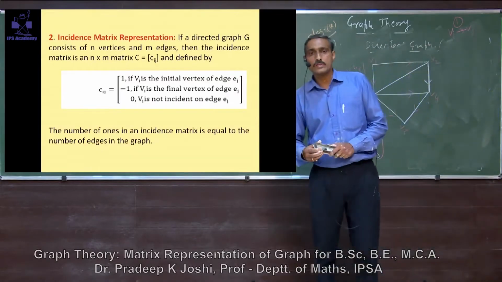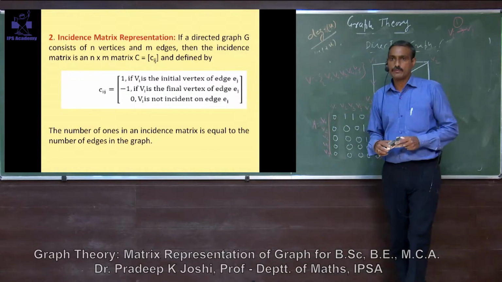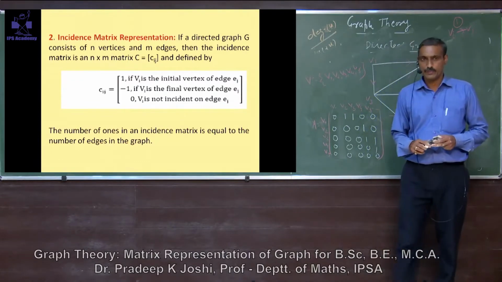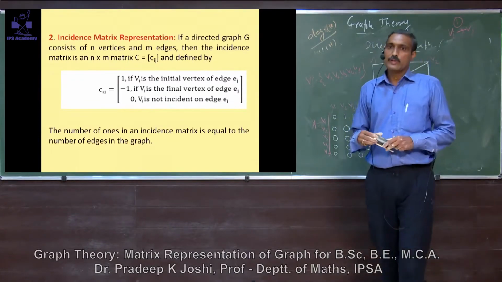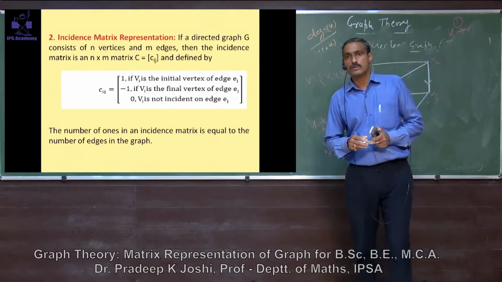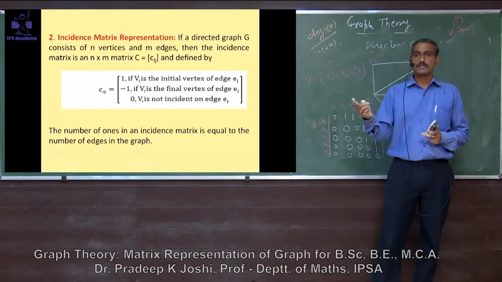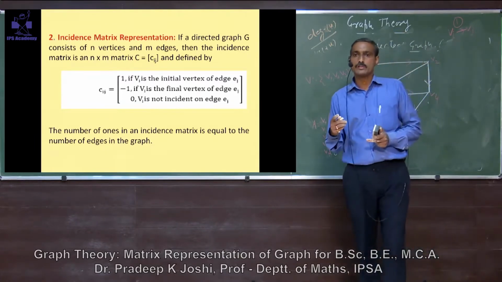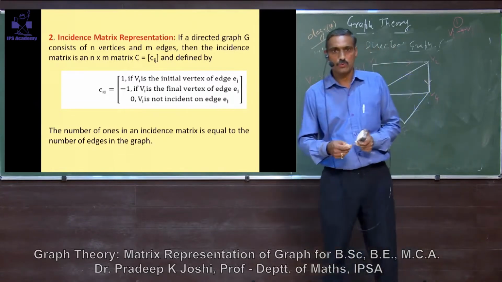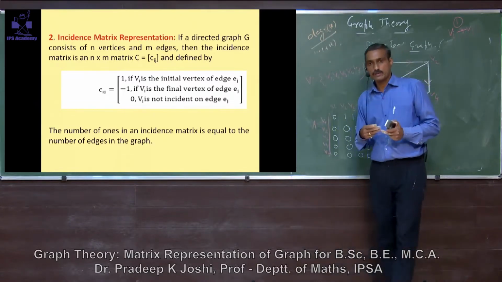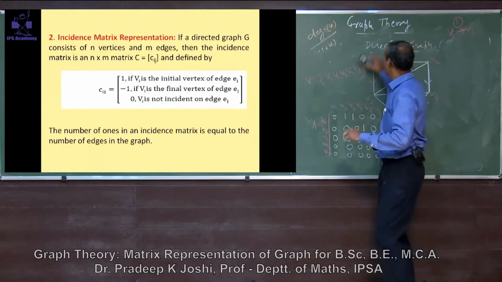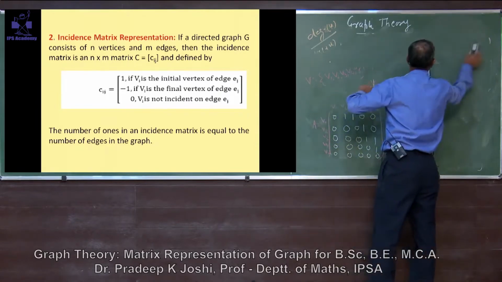Now, what is the incidence matrix representation of a directed graph? Adjacency matrix is a vertex to vertex matrix, but incidence matrix is a vertex to edge matrix. So in this case, we take one example here. And what is the format of the matrix?